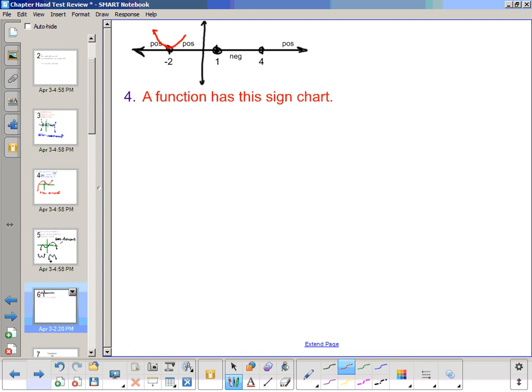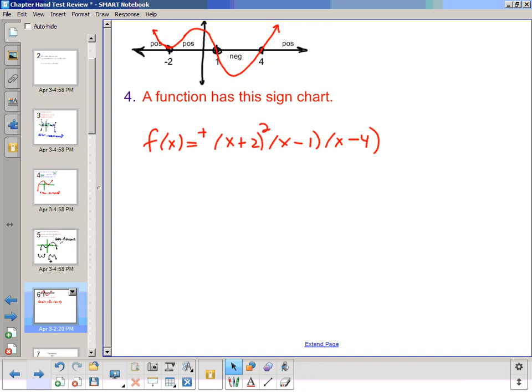And then we've got from the 0 at 1, we've got to have a negative value for the function in between 1 and 4, and then it's going to remain positive. So we can say that this could be a quartic with a leading coefficient that's positive, and there we have that equation. And once again, we know that the leading coefficient has to be positive.